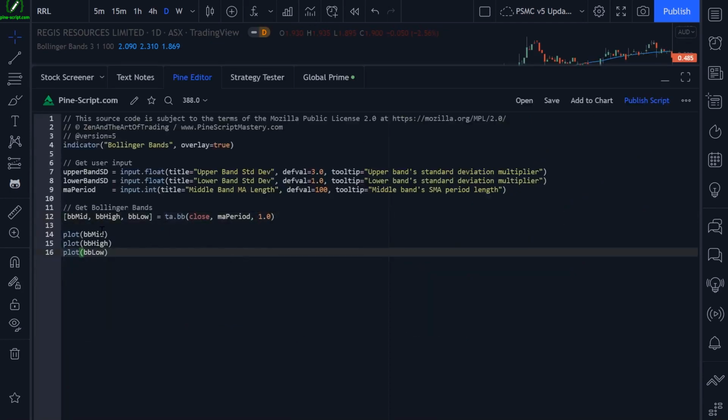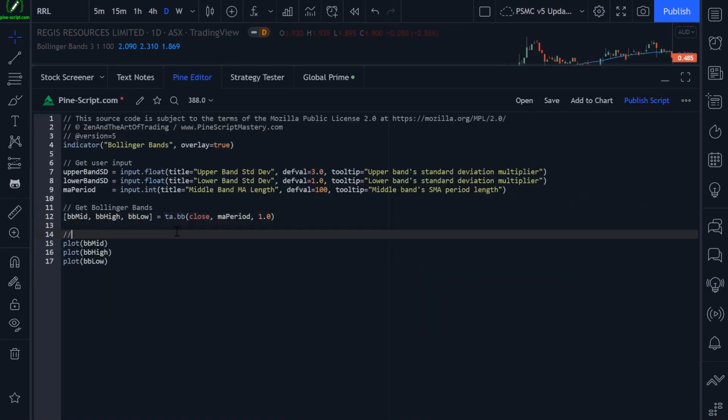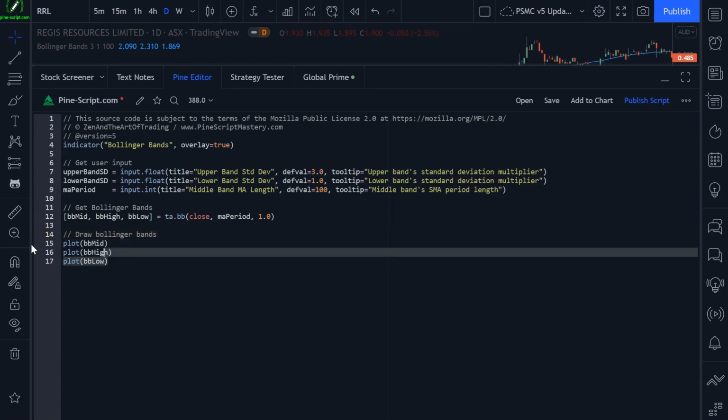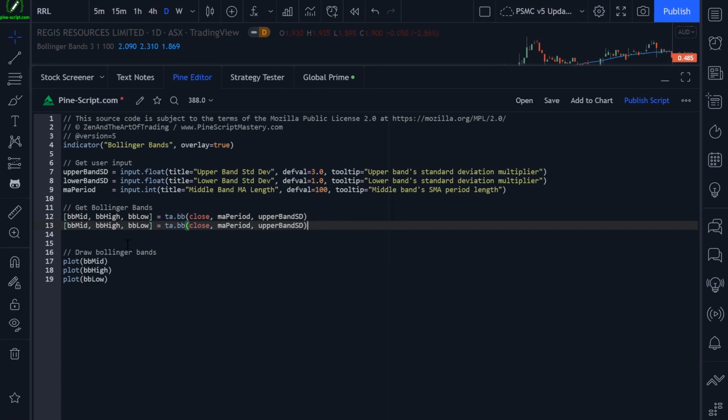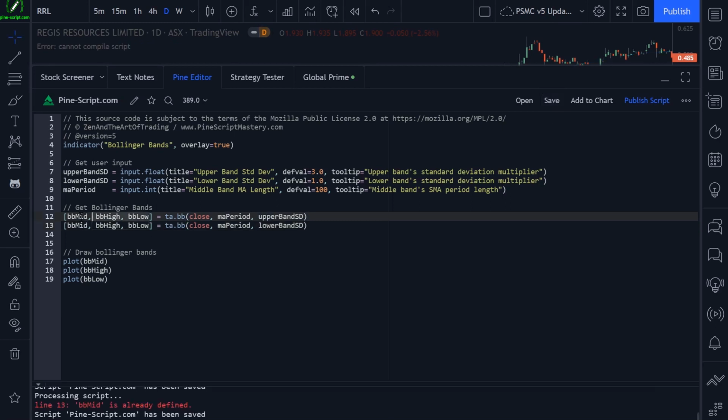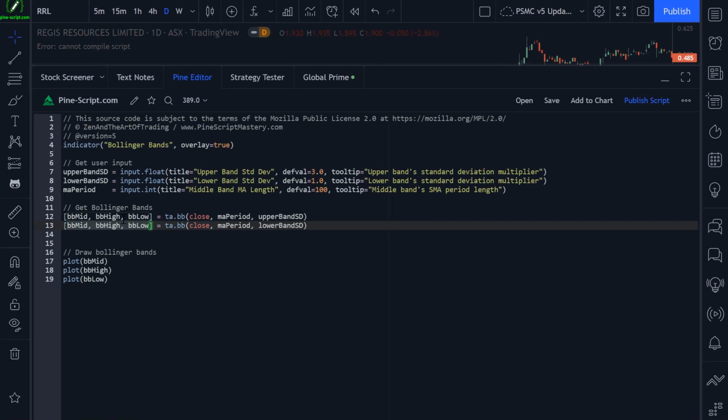But for today's lesson, we need to change how this works. Let me comment this really quickly, because we'll come back to these plots in a moment. But what I need to do here is change this to our upper band standard deviation, copy this line of code, paste it underneath. So now if I change this to lower band standard deviation, and I save my code, we're going to get an error because we are declaring duplicate variable names. So we need to get a little bit creative here.